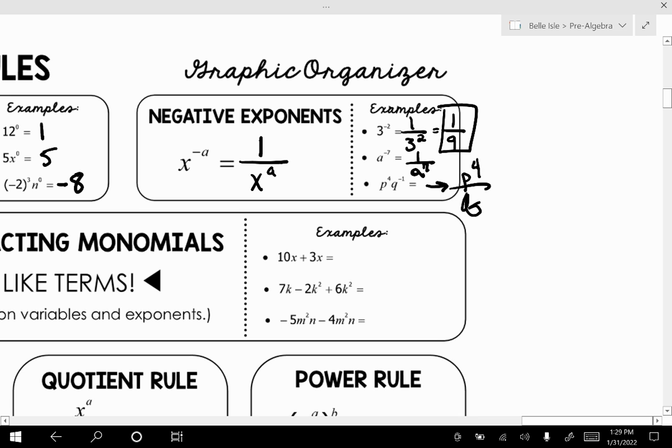Okay, so you've got p to the 4th. That one would stay on top because it's a positive exponent. And then you have q to the negative 1st. So you move q down. It's q to the 1st, which is just q. So there you are right there.